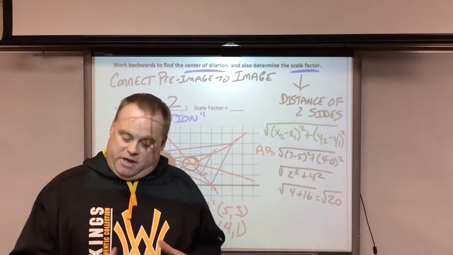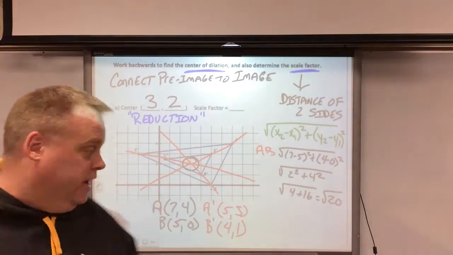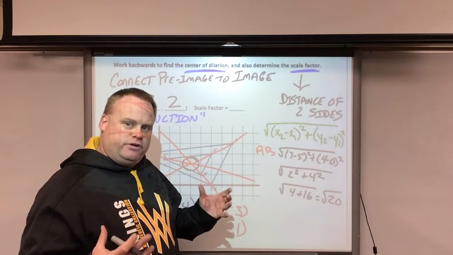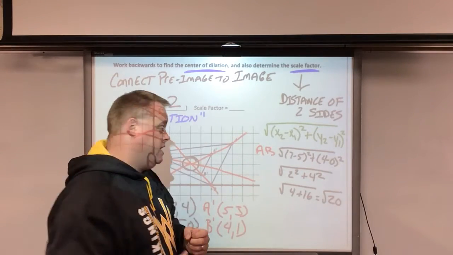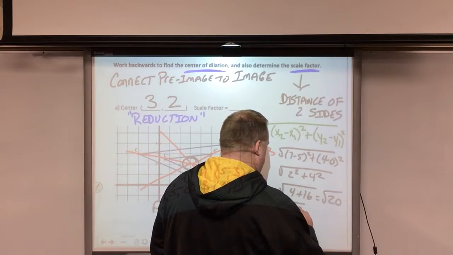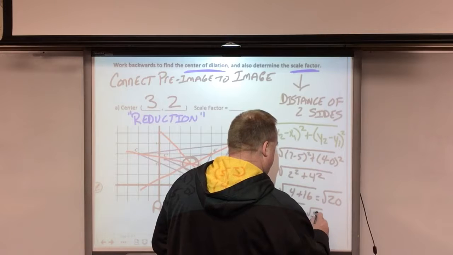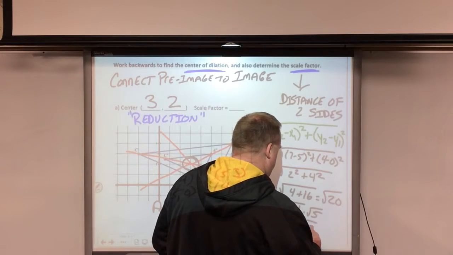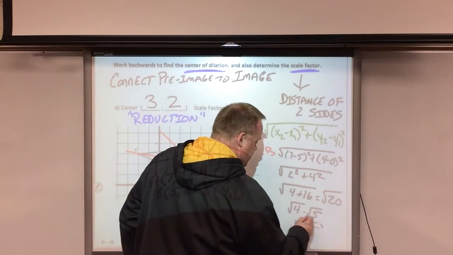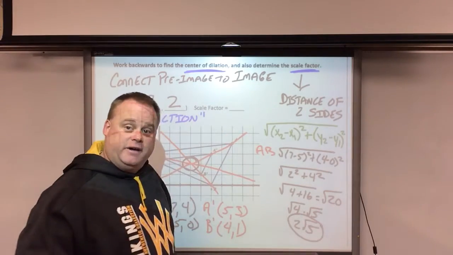So I know from AB that's the square root of 20. Well, I need to reduce that. Remember back in Algebra 1, I can reduce it by pulling out a perfect square, right? I'm just going to write it. This really is the square root of 4 times the square root of 5, which becomes 2 square root of 5. So I know the distance of AB is 2 square root of 5.